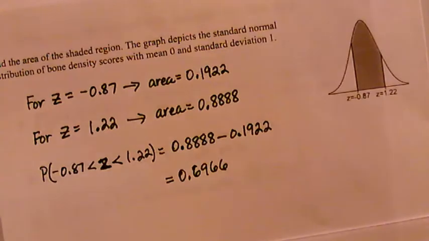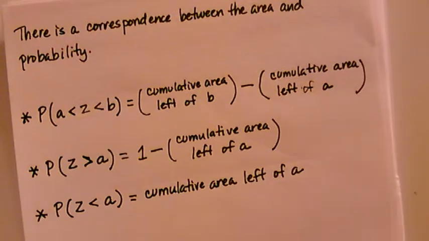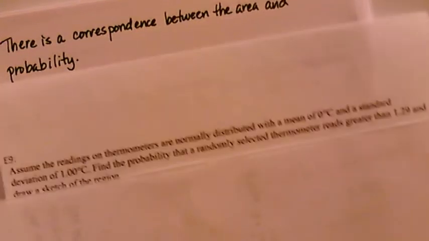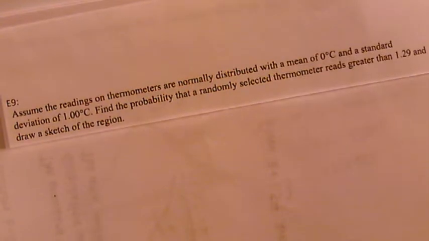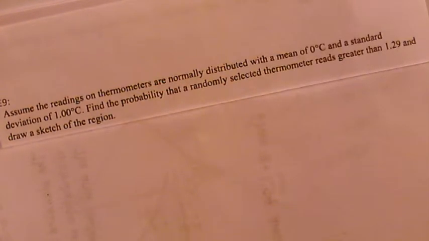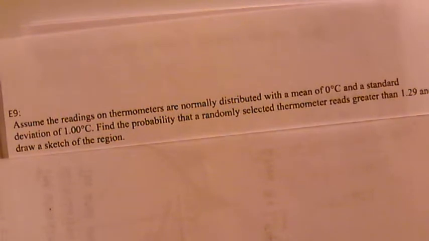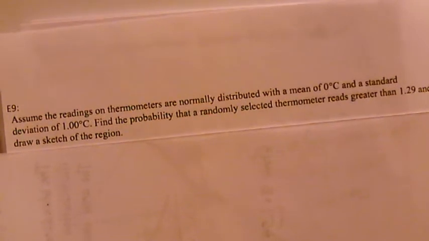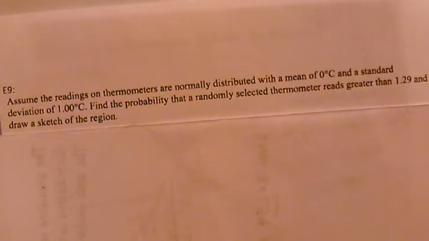All right. Let's look at another example. This next one is this. Assume the readings on thermometers are normally distributed with a mean of 0 degrees Celsius and a standard deviation of 1.00 degrees Celsius. And here you want to find the probability that a randomly selected thermometer reads greater than 1.29, and you're going to draw a sketch of the region.